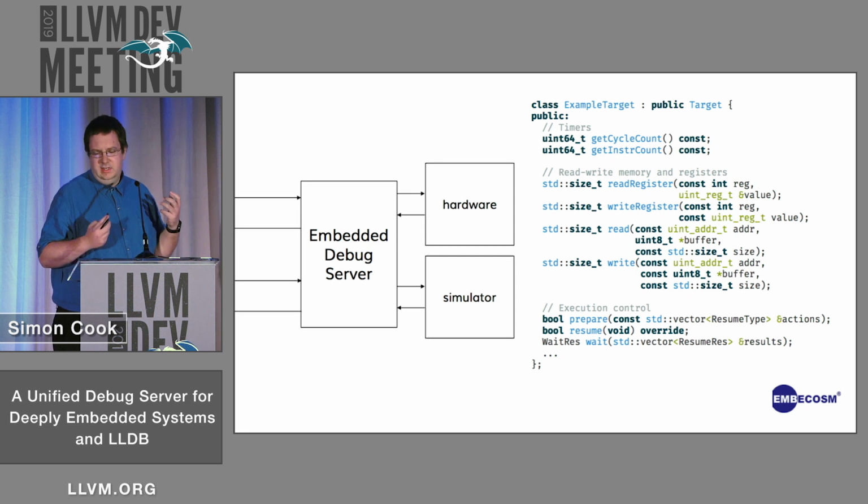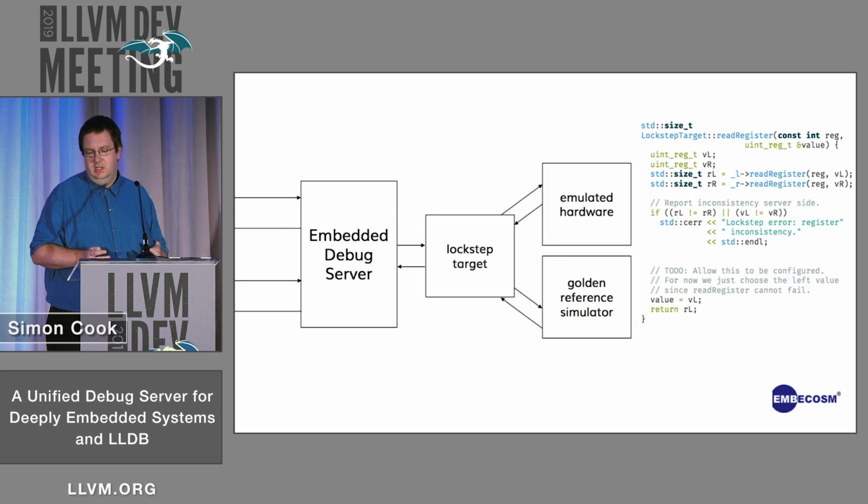Now, this design allows us to do more interesting things because once we have a nice clean interface, we can compose targets in different ways. So one thing that we have done is built a target that runs two targets at once and compares the result. This is useful when you have a model of what your architecture should look like, and you are implementing it, and you want to check that what you are building, especially pre-tape out, actually behaves like your system should.